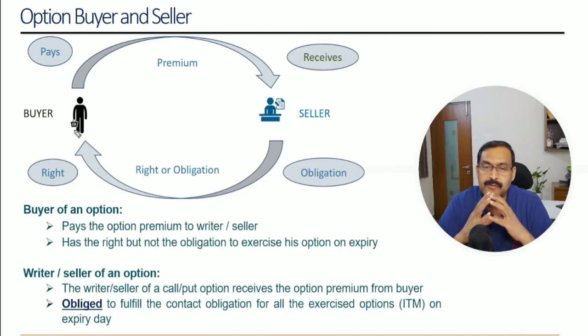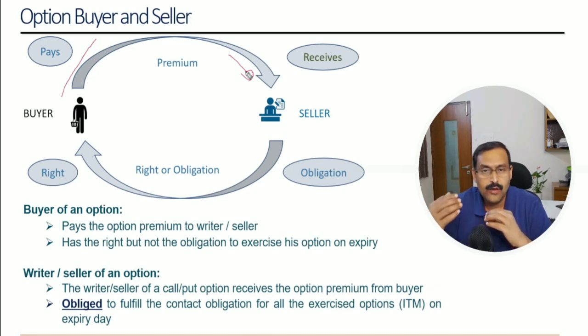Here is the relationship between the option buyer and the option seller with respect to the option premium. It is always the buyer who pays the premium to the seller. The seller receives the premium and he keeps it with him. This is irrespective of whether the option contract is a call option or a put option contract. Because the seller receives the premium, he is obliged to fulfill the option contracts, whether it is put or call, when it goes in the money on the day of expiry.